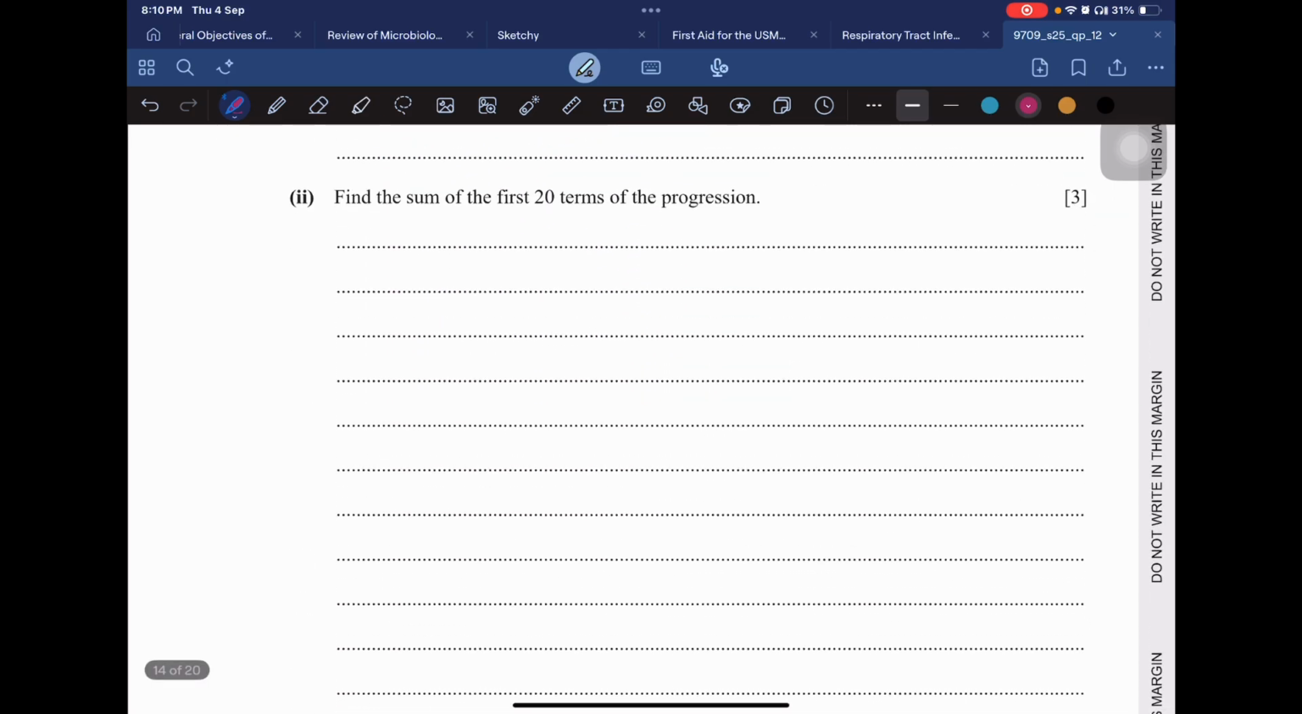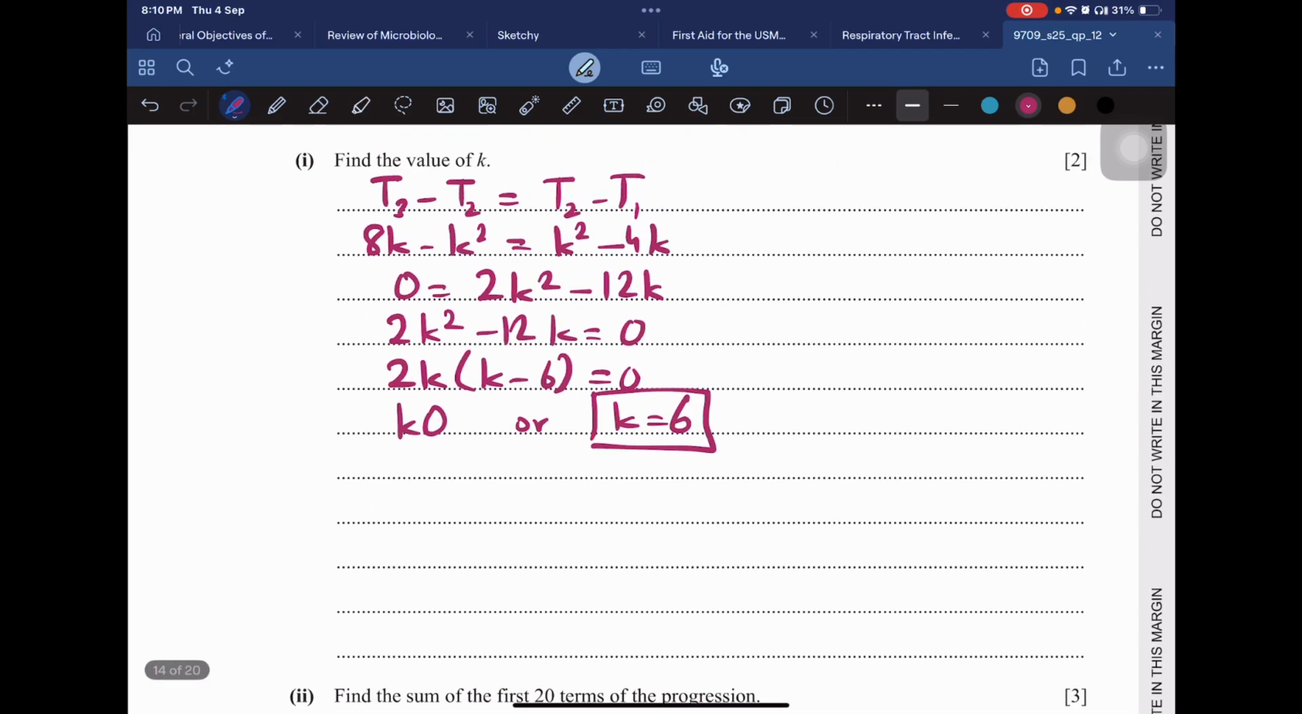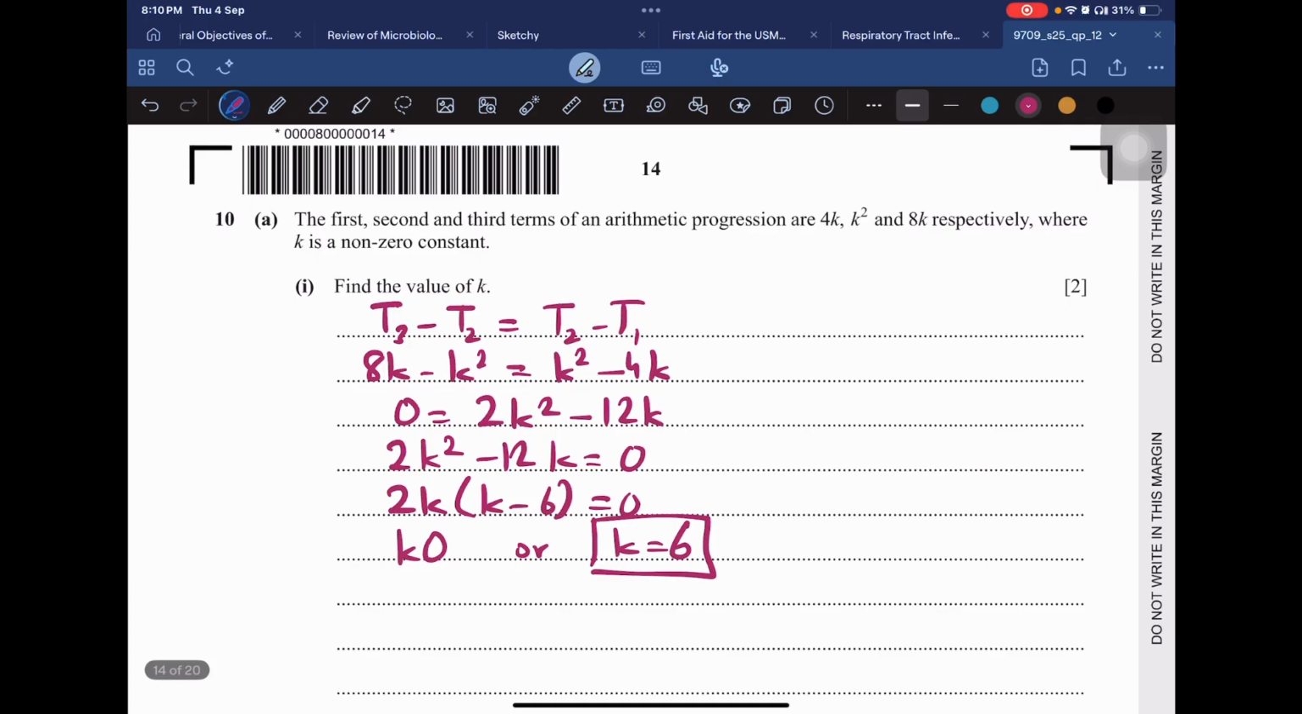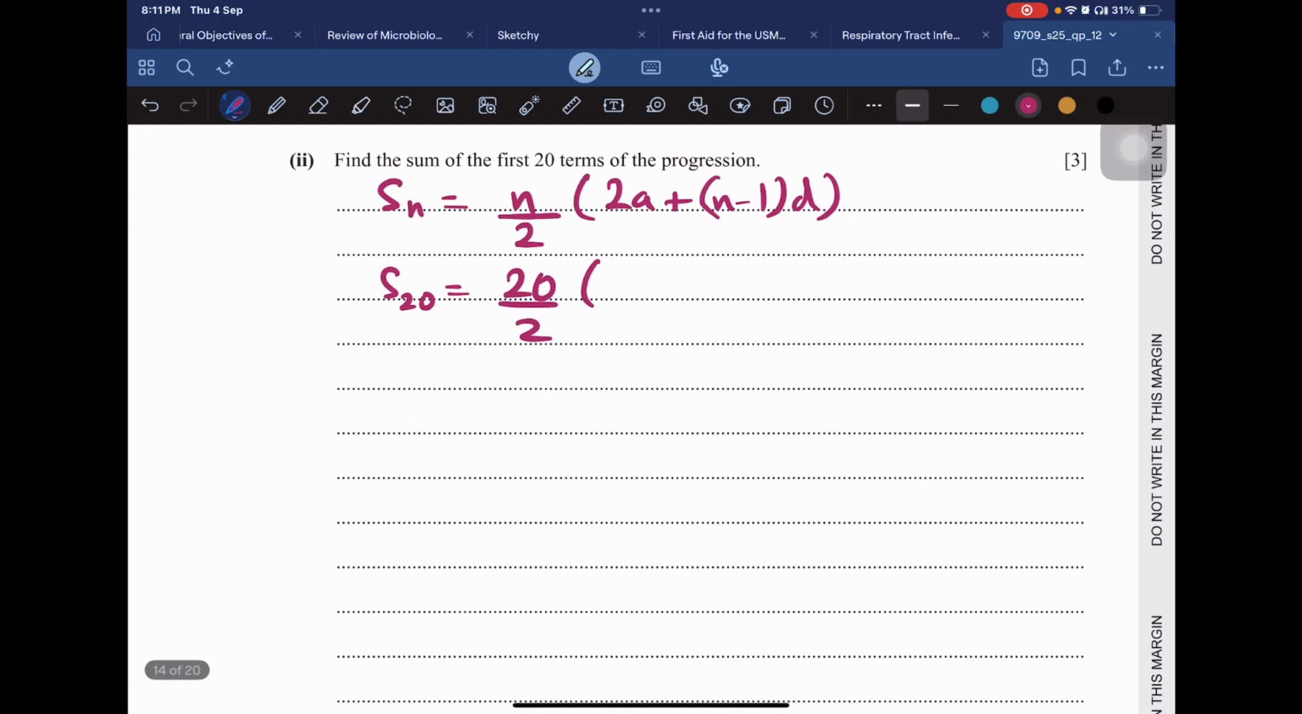Find the sum of the first 20 terms of the progression. So Sn equals n upon 2, 2a plus n minus 1 d. This is the formula for sum of an arithmetic progression. We need to find S20. So we have 20 over 2. The first term is given as 4k. 4k will be 4 times 6, which is 24. So 2 times 24. N minus 1 will be 20 minus 1, which is 19 times d.